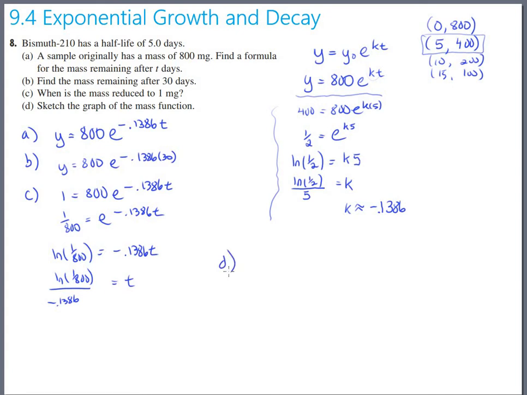And for part D, sketch the graph. You can certainly sketch it on your calculator. We basically know what exponentials look like though, right? At time 0, it's at 800. And exponentials eventually flatten out at 0, decaying exponentials like this one. Okay, so that's 8. So let's take a quick look at one more problem.